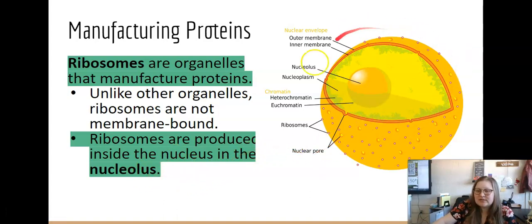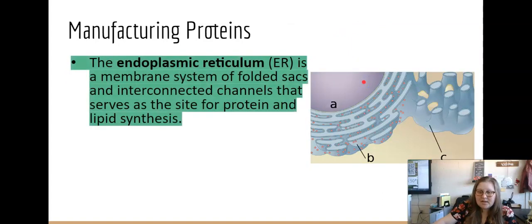So this is the nucleus right here. The nucleolus is in here. So this is where ribosomes come from. And then outside of the nucleus, which is right here in A, we have the endoplasmic reticulum.